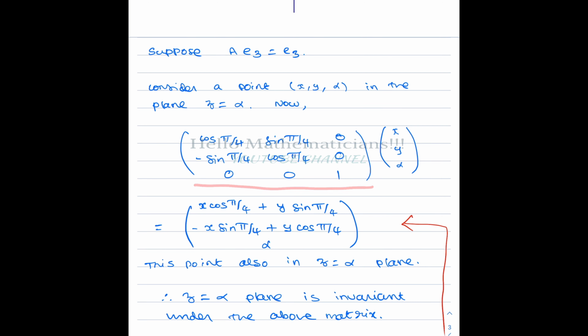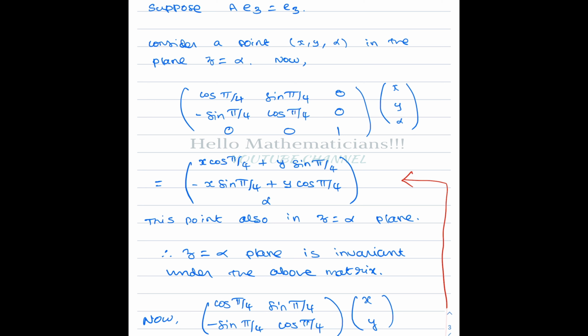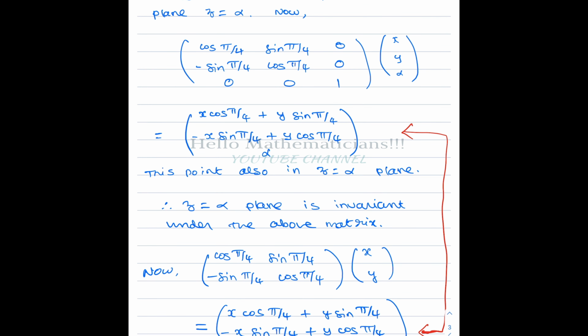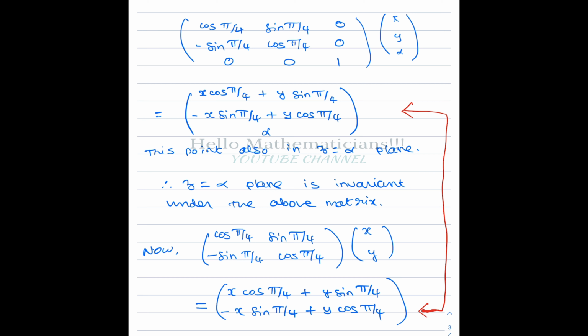You notice that A takes E3 to E3, therefore we have E3 here in the third column. Now what is the image? We do the formal calculation. If you multiply this matrix times this vector, we get x cos(pi/4) plus y sin(pi/4), minus x sin(pi/4) plus y cos(pi/4).